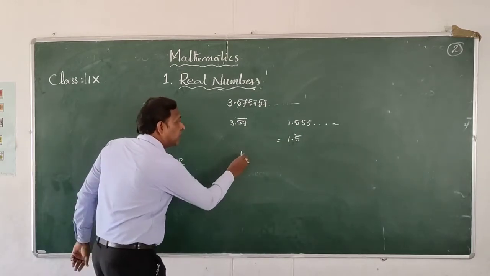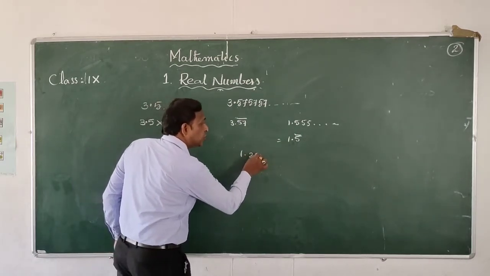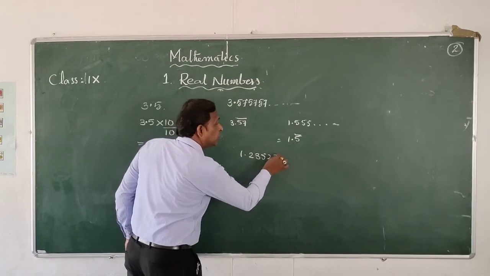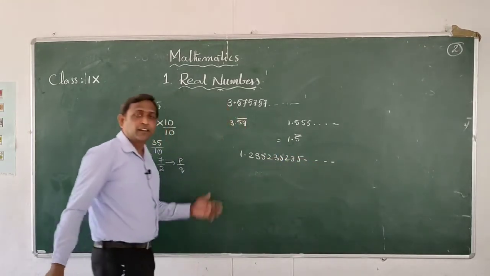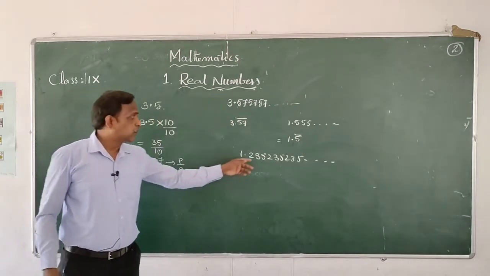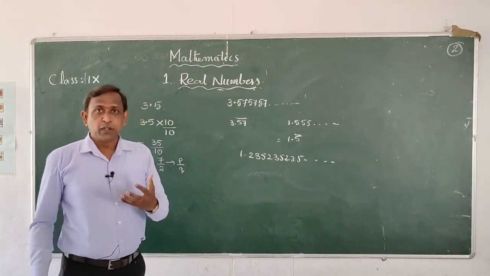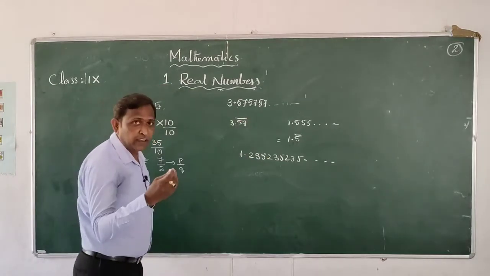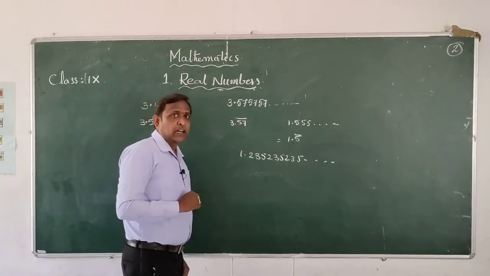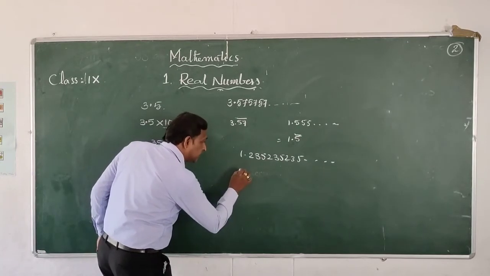One more: 1.235, 235, 235, and so on. Children, just try to understand now. In this number, you have to say what the period is and what the periodicity is. Can you say? I think you already got the answer. Yes, you are right.